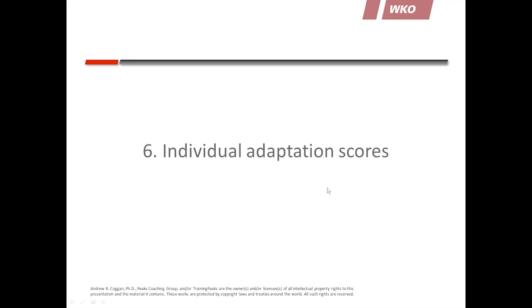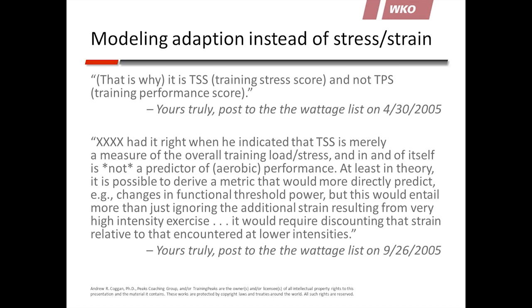All right, moving on. Another thing that the power duration model lends itself to is the idea of calculating individual adaptation scores, emphasis on the plural there, which is not a new idea either. I don't know if this was the very first time I said it, but I've been saying it for a long, long time. It's called training stress score and not training performance score for a reason. And that is because at some point, stress is not beneficial and does not drive adaptation. So you have to make a choice which you're trying to model here.